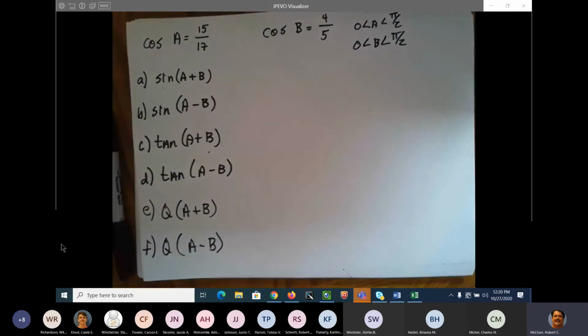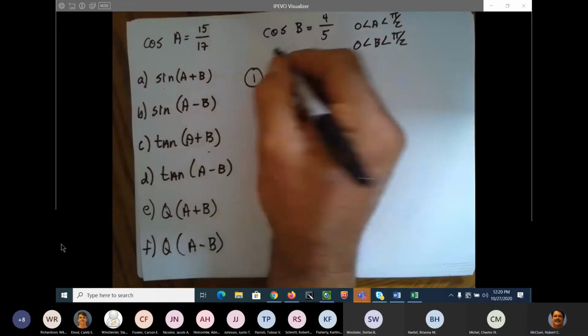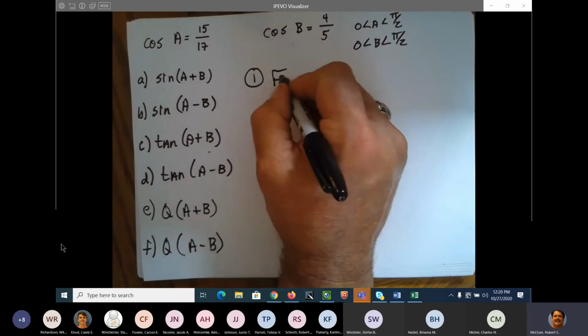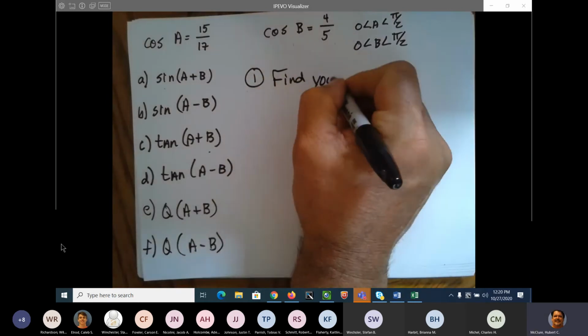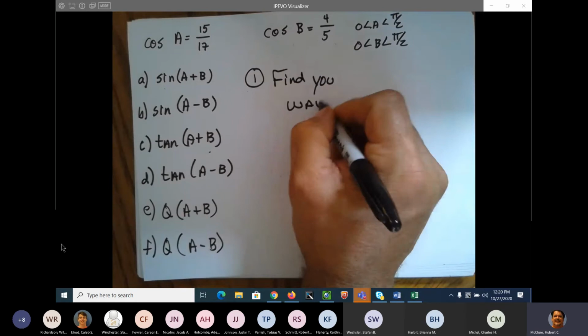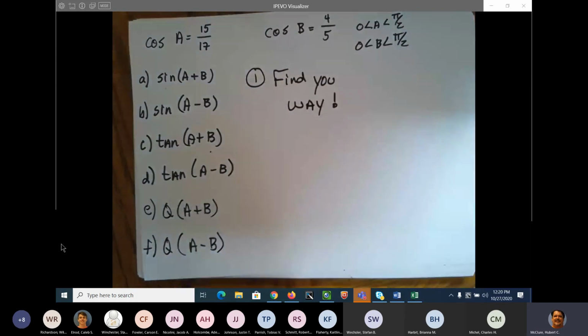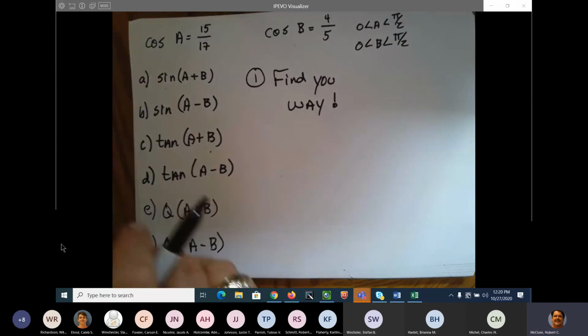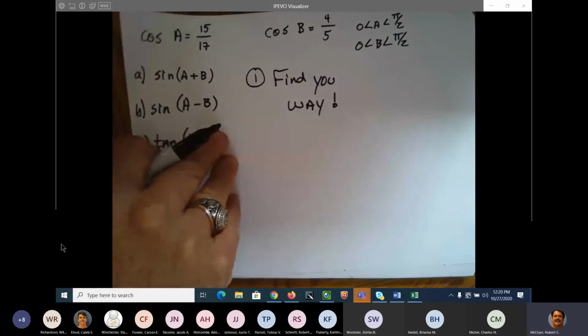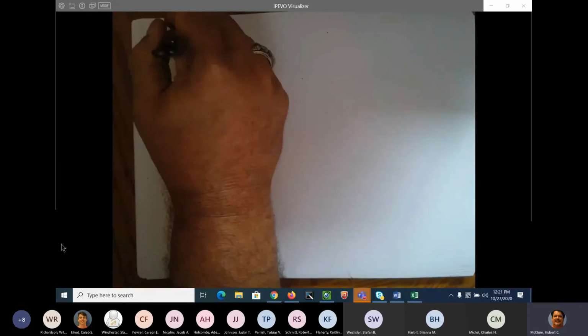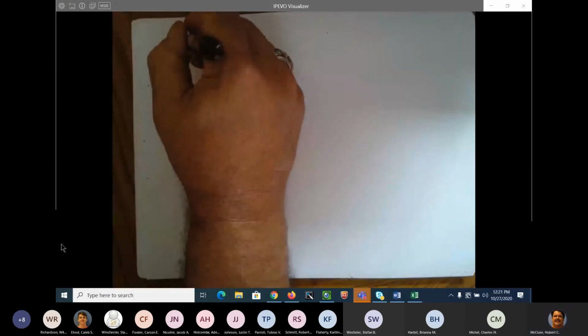Okay. Now, first thing you do on this problem is find your way. How many times have I told you? In trig, a lot of times you need to find out where you're at. Okay? So I'm just going to pull this to the side, and I'm going to rewrite what they give us, and we're going to find out everything.